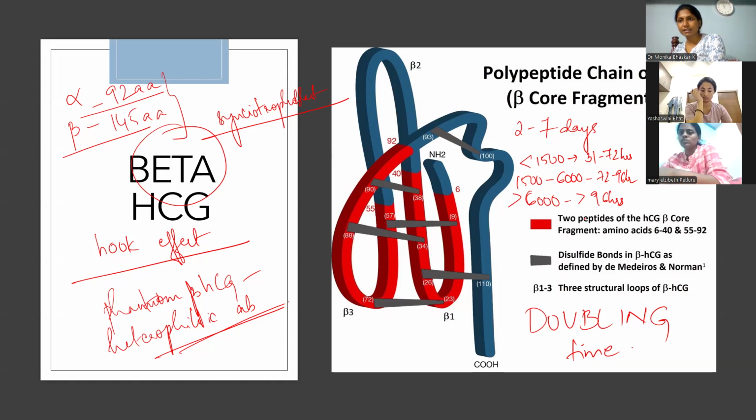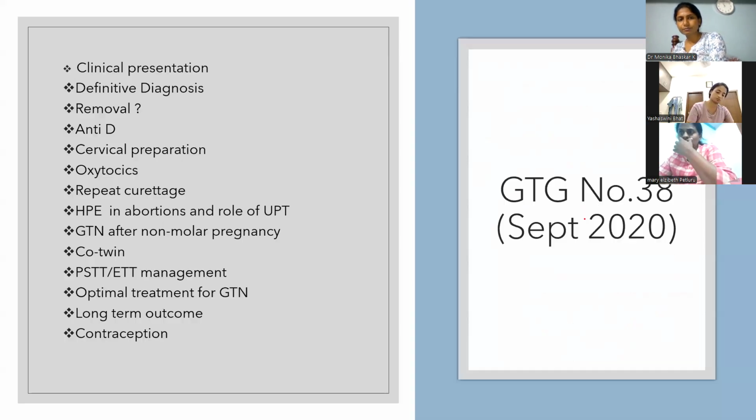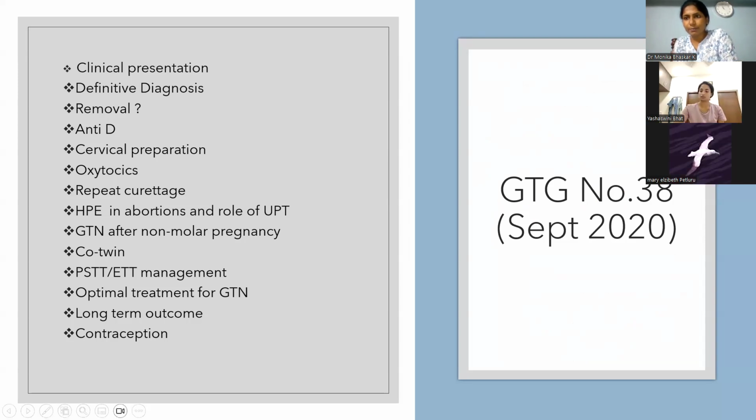And when it comes to beta HCG, you have to understand what is hook effect and what is phantom beta HCG. Next, what are the present guidelines? I told you there is a GTG guideline which was amended in September 2020. That is GTG number 38. This guideline gives us a brief consensus about how to go about the management of molar pregnancy.